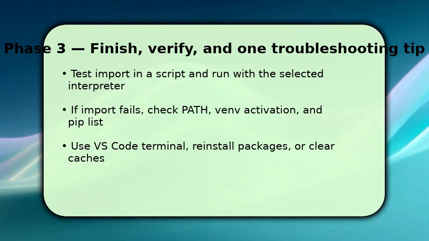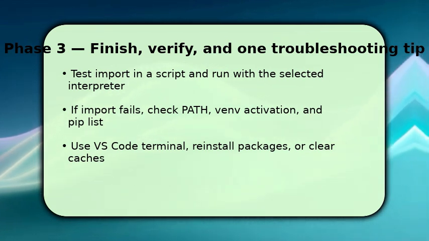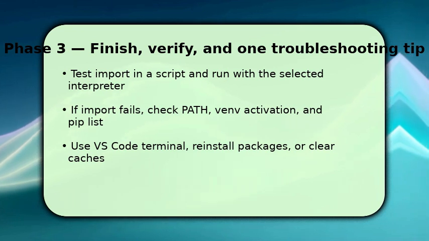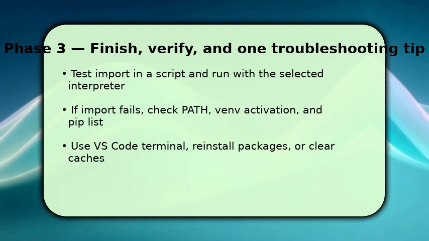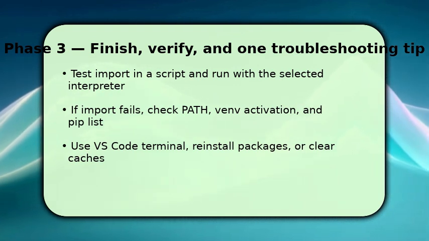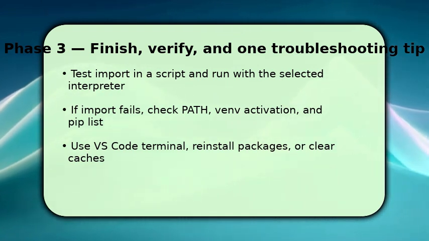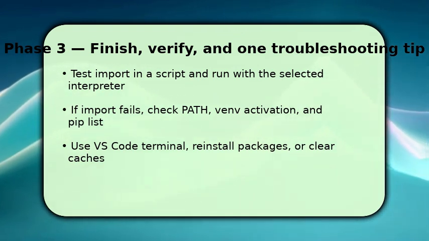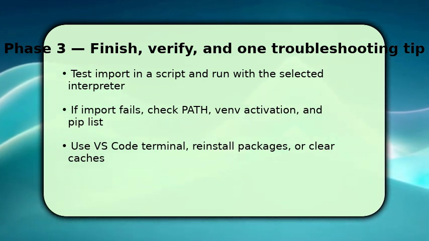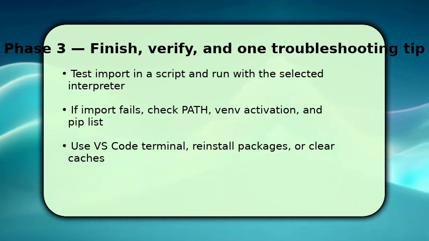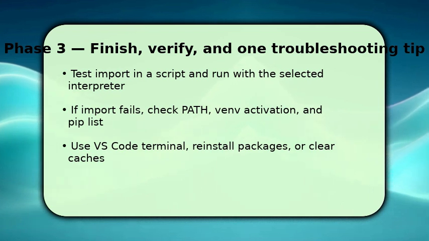If you hit errors, common causes are the wrong interpreter, an inactive virtual environment, or conflicting global packages. So double-check which Python pip refers to by running which python and pip list. If necessary, reinstall Pandas in the active venv, reload VS Code, and clear the pip cache. One quick troubleshooting tip: restart the VS Code window after changing interpreters to refresh environment detection.